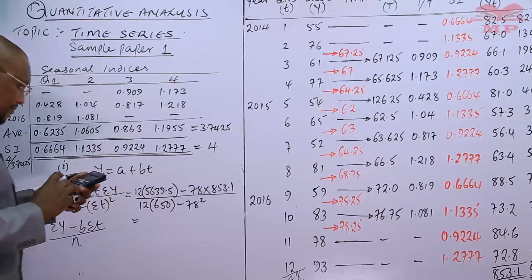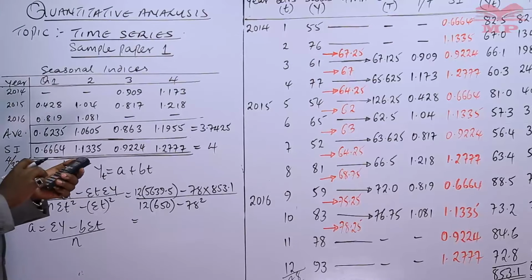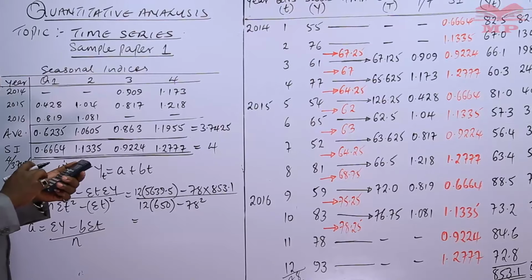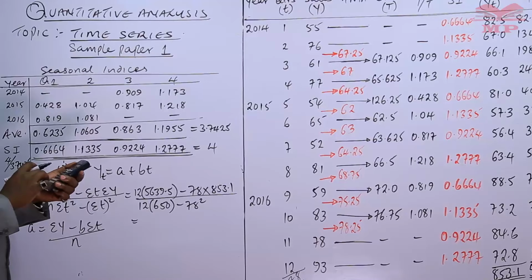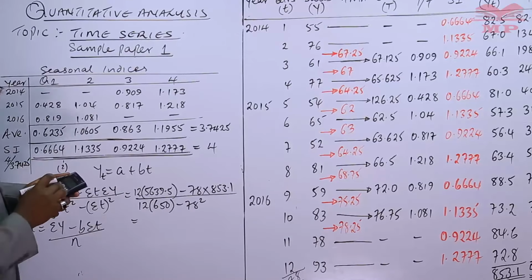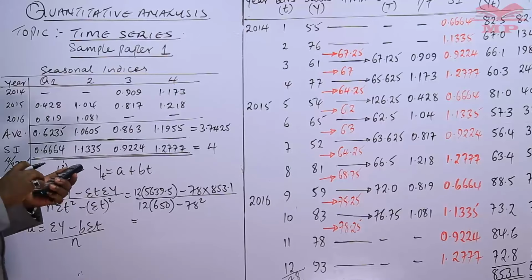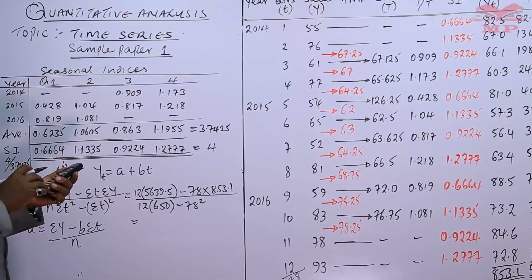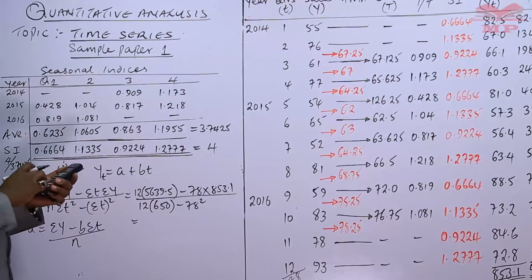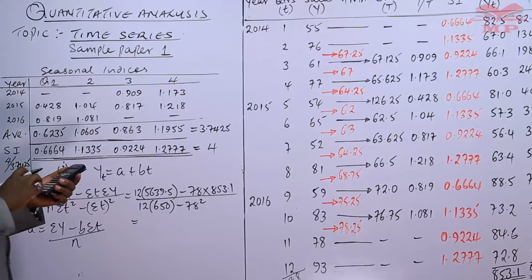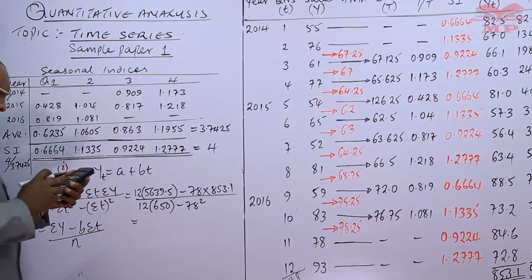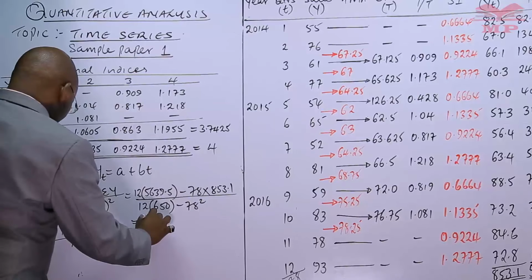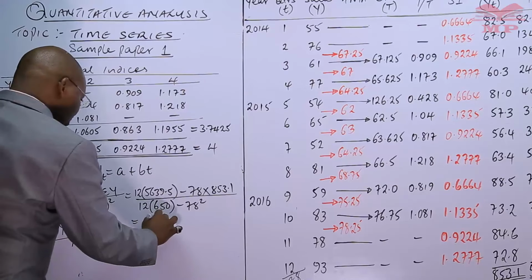So this should give us 12 multiplied by 5639.5. Then I subtract 78 times 853.1. I divide by 12 times 650 minus 78 squared. This will give us 0.66.